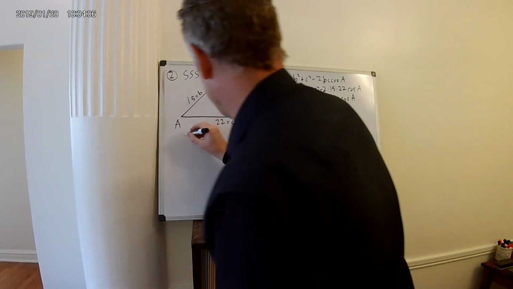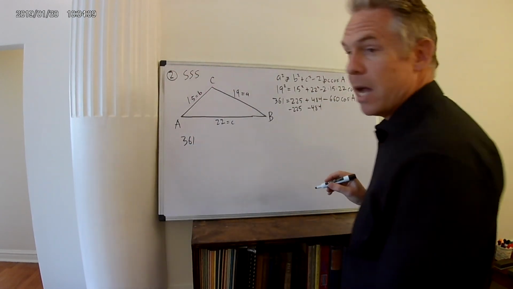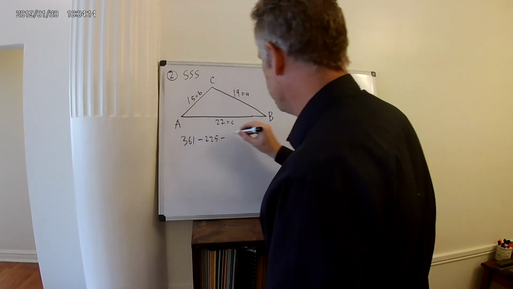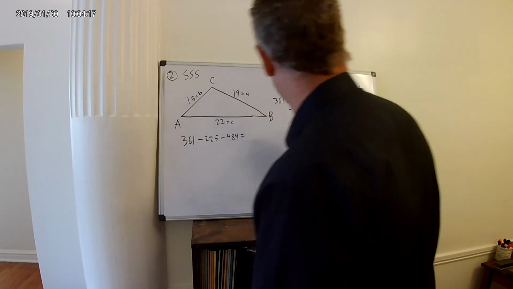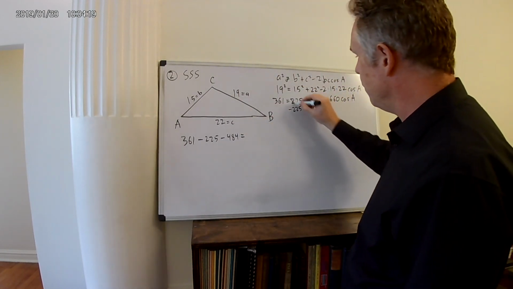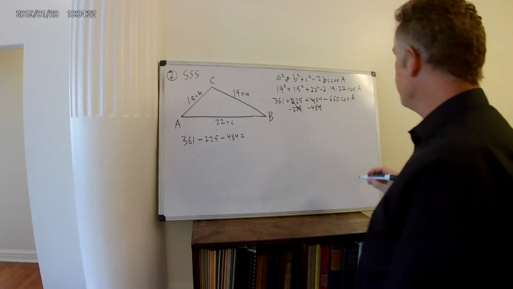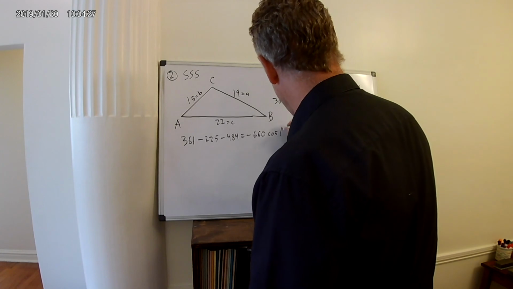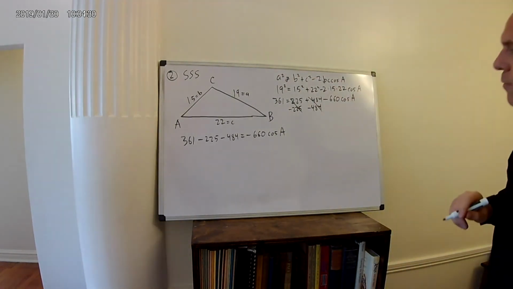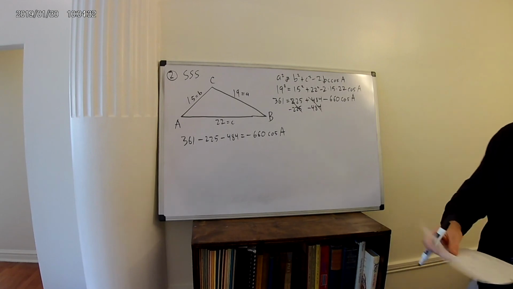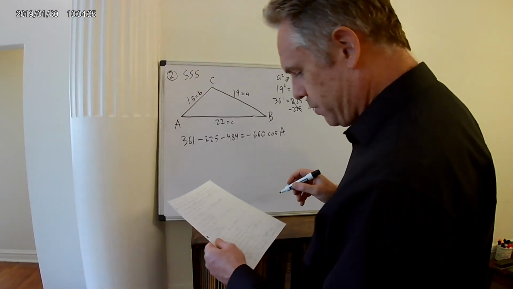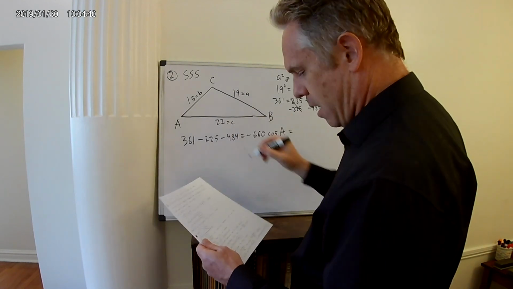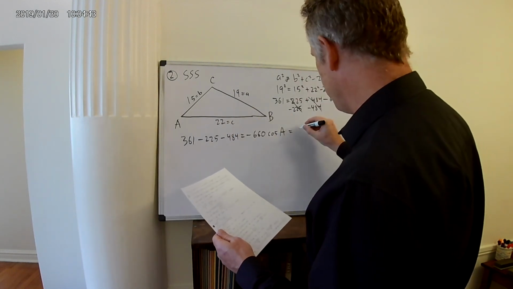So if I do that, I get 361 on the left-hand side minus 225 minus 484. Okay, and since I subtracted these from both sides, here these cancel out and those cancel out. And this leaves me with minus 660 cosine of angle A. So we're solving for cosine of angle A. And if you guys add these numbers up, what does this come out to? It comes out to minus 348.